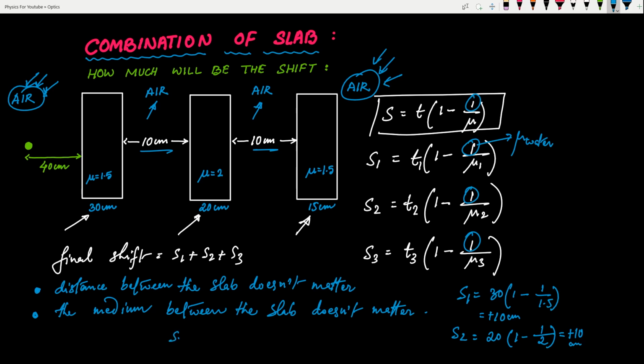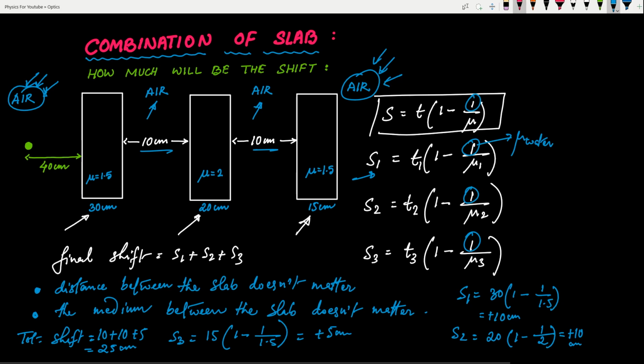Okay, and for the third slab, if we solve again, T3, that is the thickness of the third slab, is 15 centimeter, and 1 minus 1 by the refractive index of the third material, which is 1.5. If we solve this, we are going to get 5 centimeter. Now if we add, the total shift is 10 plus 10 plus 5, so 25 centimeter is the total shift. Simple as that.